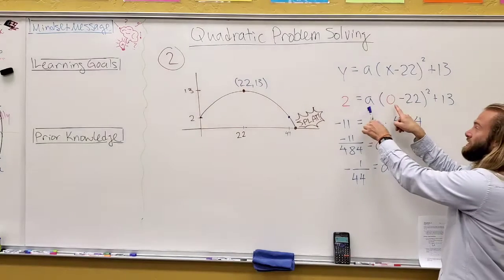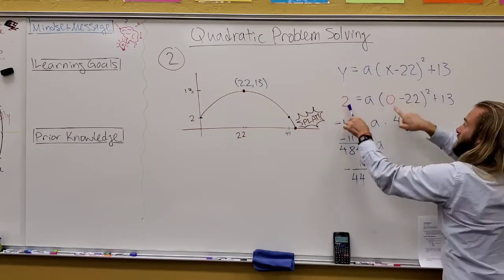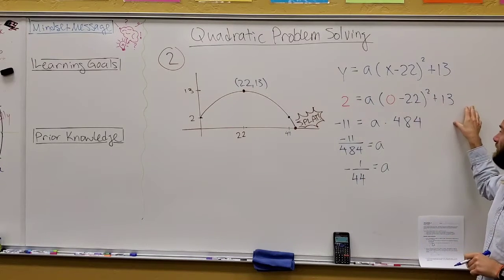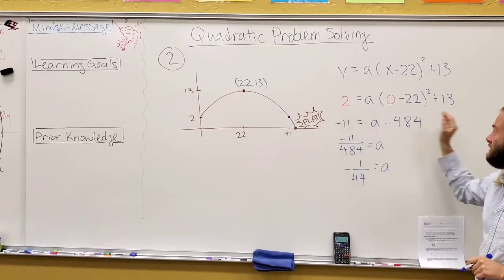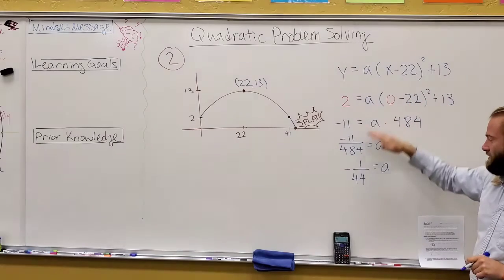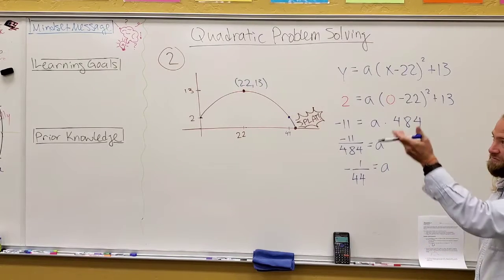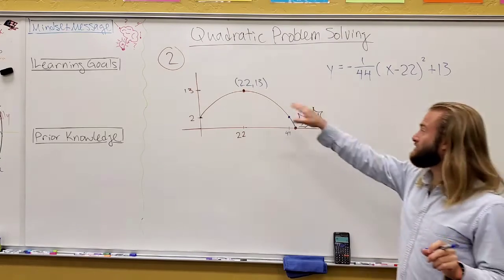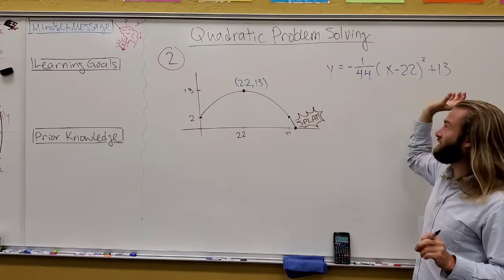But essentially I plugged in 0, 2 from this coordinate pair here for x and y, and then I solved it for a. One thing to remember when solving this is I subtracted 13. I used backtracking. And then this I just calculated, negative 22 squared. And then we just divide and simplify, so we get our a value. Now let's put that back in and we can finish solving. So our actual complete function that matches this is negative 1 over 44 times this, plus 13, right?